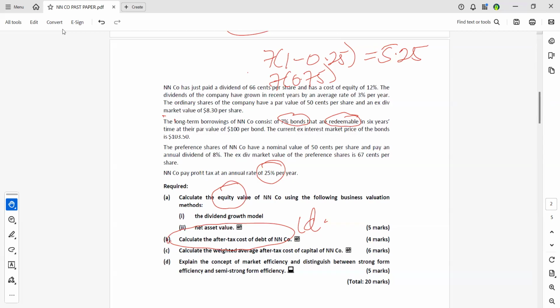So the long-term borrowings of NN Co consist of 7% bonds that are redeemable in 6 years. So we need to bring our table to their par value. At 100, the current ex-interest market price of the bonds is 103.50. That means this is issued at a premium. I hope by now you understand what is meant by a premium, a discount, and a par, right? You should understand those bits. So we are good to go. Let's go and do our computation.